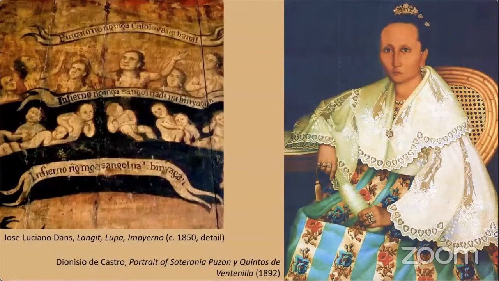Patronage also plays an important role in the production of art, as even artists have to make a living. In most art history texts, the church is cited as an early patron, with most artists not even signing their masterpieces. Works such as Jose Luciano Dans' Langit, Lupa, Impierno also performed a didactic function, serving to constantly remind the congregation of the fate that awaits unbaptized infants. Later, more secular works appeared, commissioned by the wealthy to serve as status symbols.